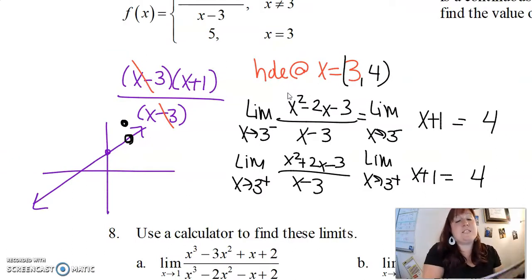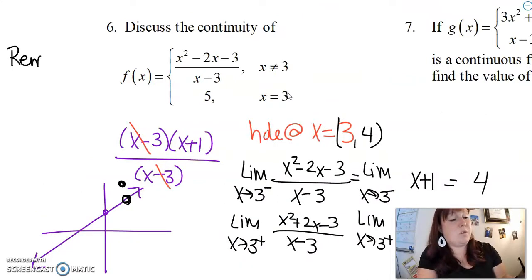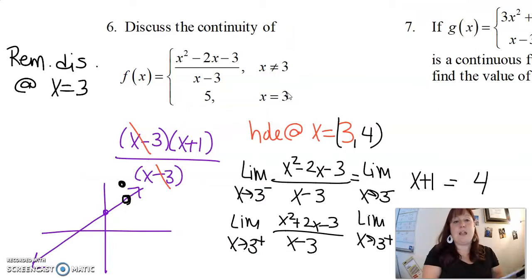So now we have to discuss the continuity of this. So let's use our math terms to decide what's going on. Well, we know there is a hole at 3, 4, but we need to be a little bit more specific. We need to say, is that a removable discontinuity or non-removable discontinuity? Well, remember, a hole is a removable discontinuity. So we can just say that this has a removable discontinuity at x equals 3. And that's it. That's the only non-continuous part of this function.